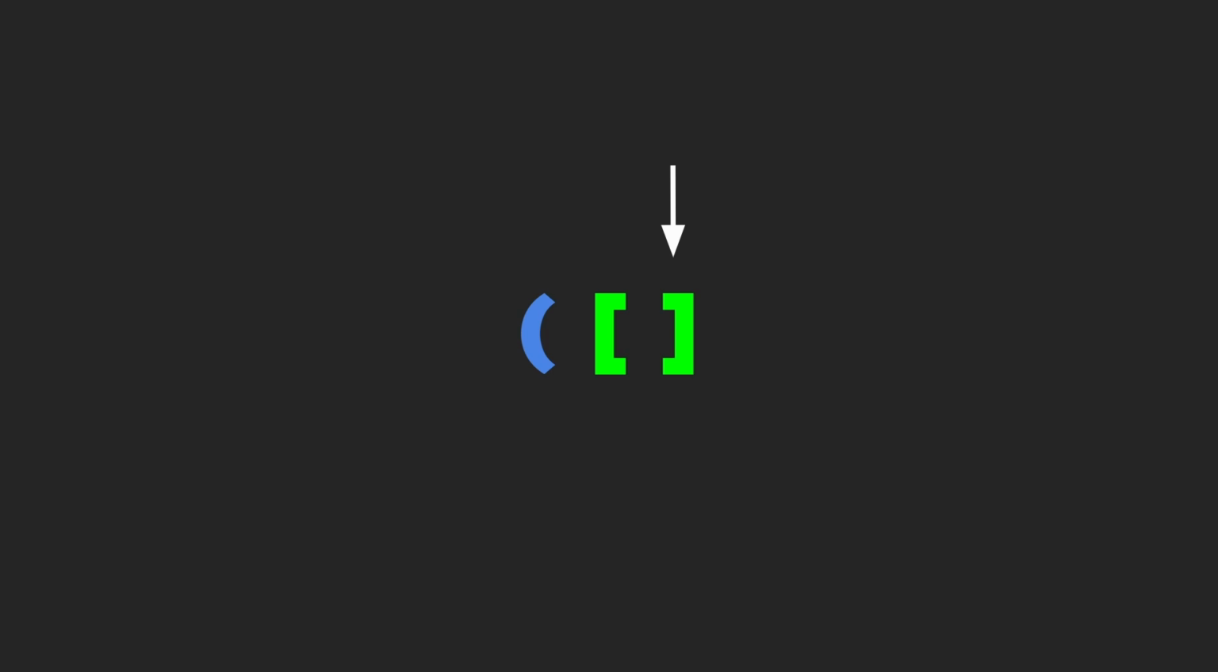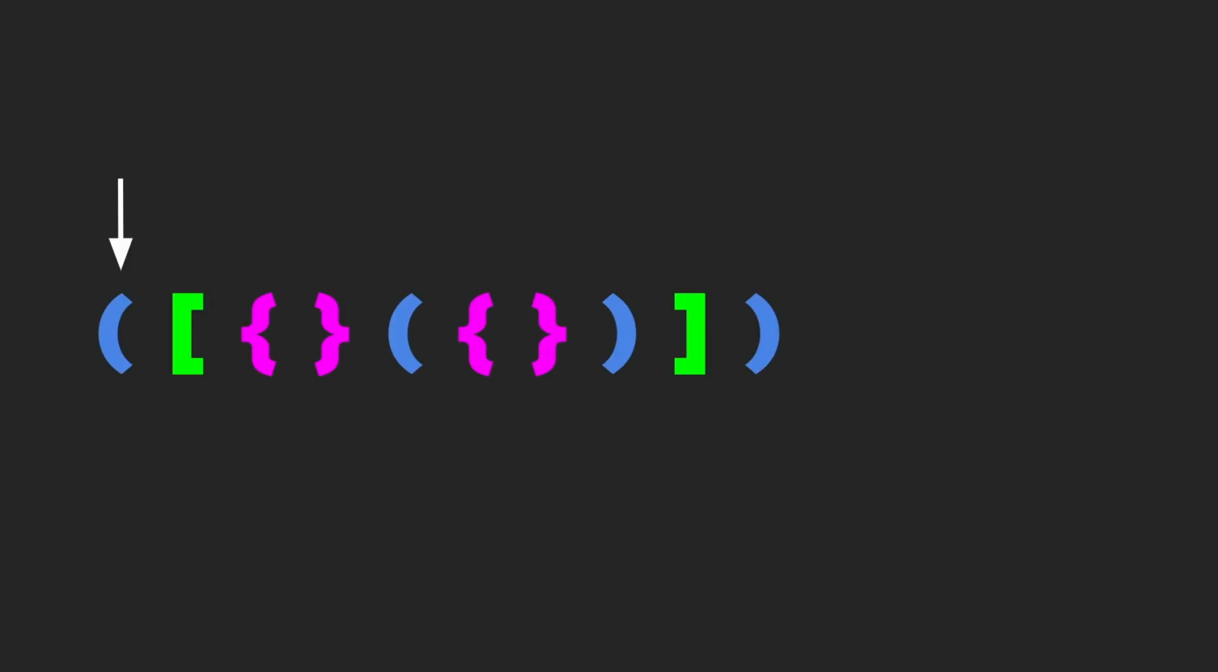We found a close bracket and its corresponding open bracket, so we can consume them. But then we don't have any remaining close bracket, but we still have an open parenthesis, so this string is invalid. Okay, I think we found a way to identify if a string is valid or not, but how can we implement this solution?